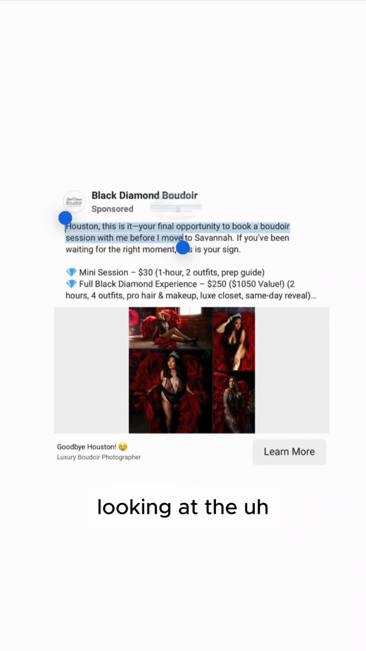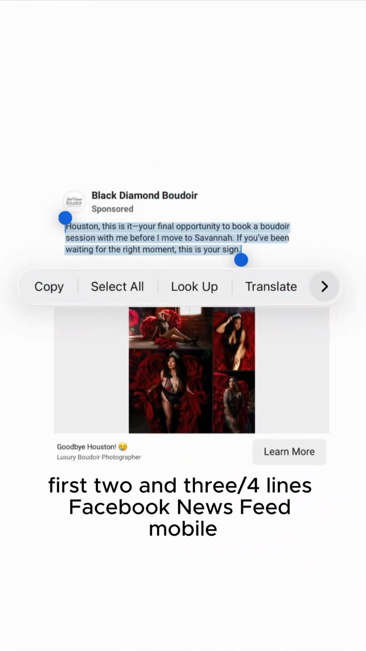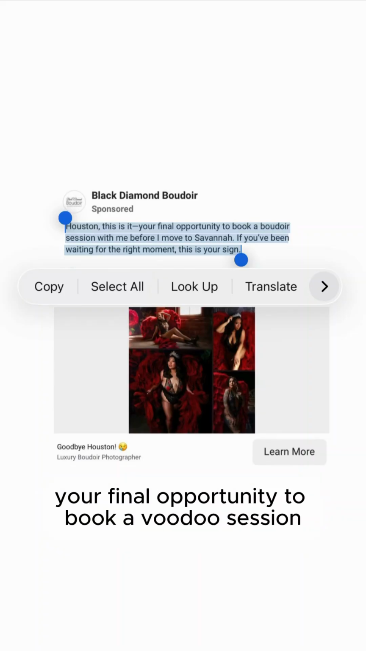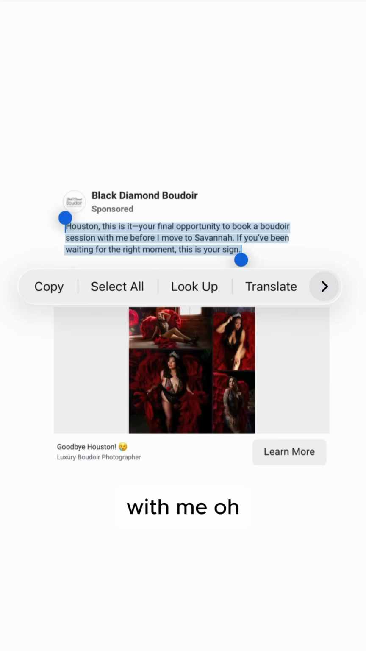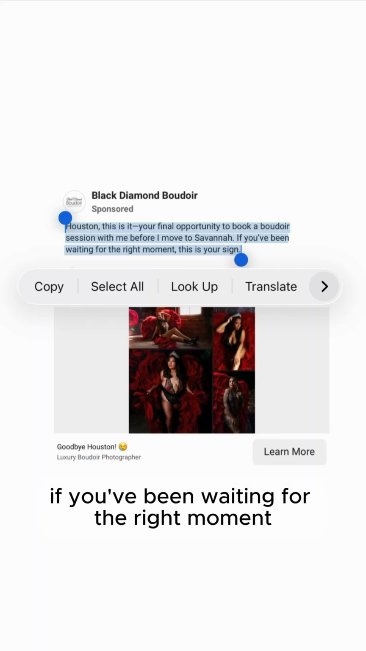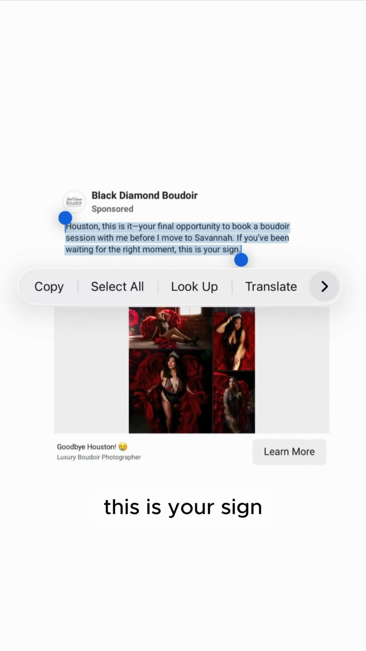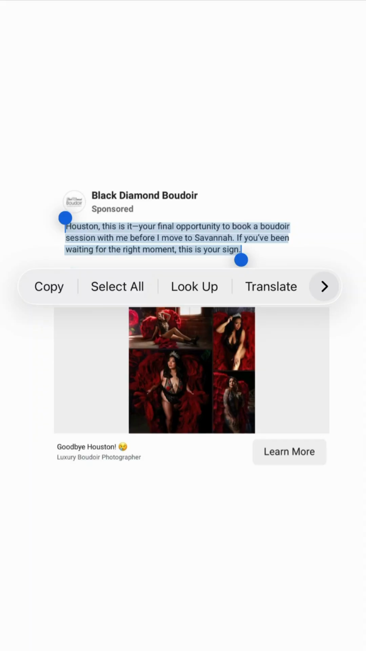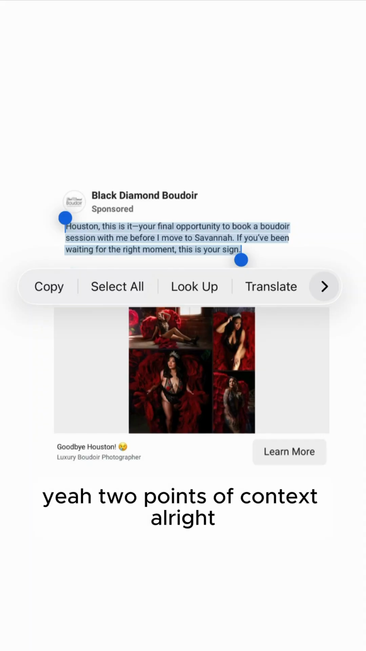Finally, looking at the see more headline here. First 2 3/4 lines, Facebook newsfeed mobile. So we got: Houston, this is it. Your final opportunity to book a boudoir session with me. Before I move to Savannah, if you've been waiting for the right moment, this is your sign. All right, so we got 1 point of context. 2 points of context. So yes, it's the lack of context mistake.